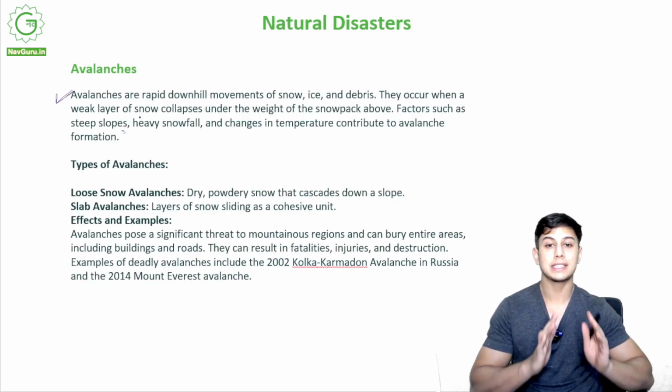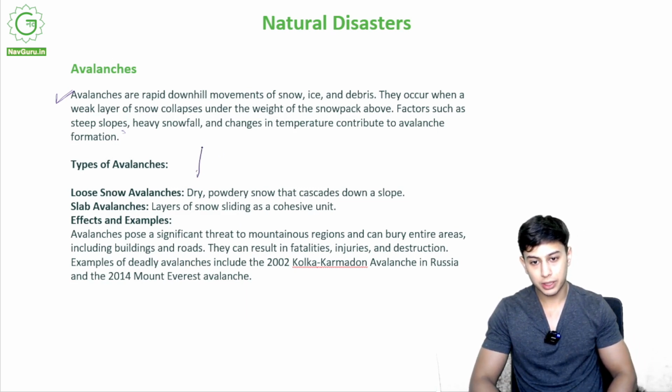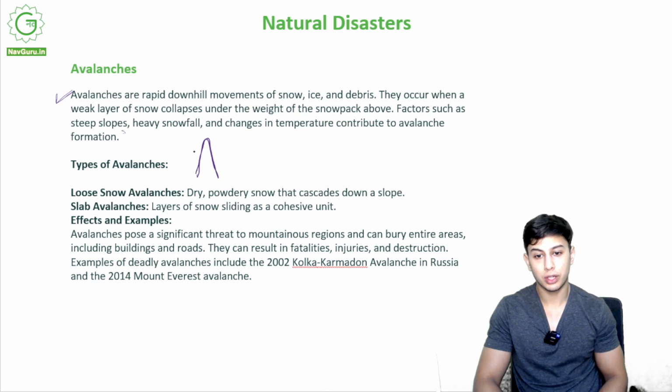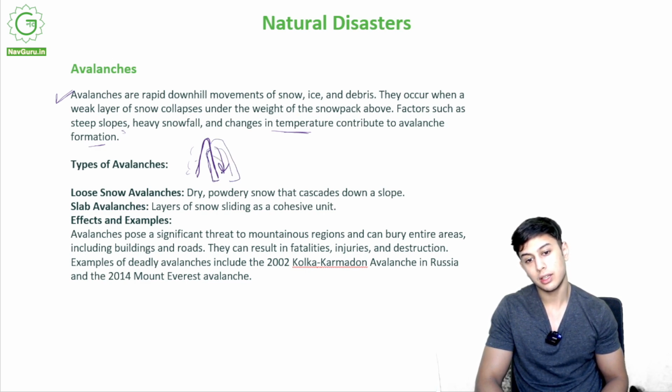So factors such as steep slopes. If it is a very high and steep slope, very steep, not very inclined. Heavy snowfall, if there is a lot of heavy snowfall, it will lead to shifting of the snow down. Changes in temperature contribute to avalanche formation. If snow starts to melt, and one layer of snow melts and there's a lot of snow over it, it would lead to an avalanche.